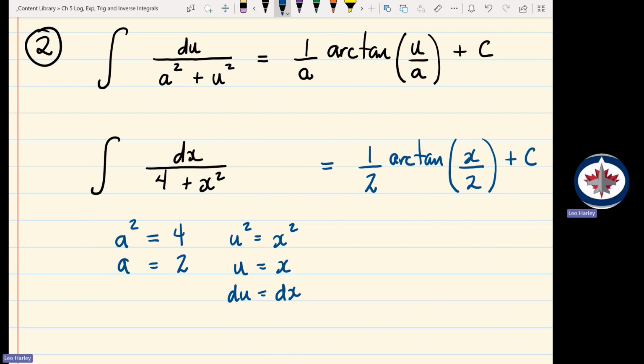So you need to be able to do 2 things. A, recognize, is it arcsine? Is it arctan? Is the pattern there? But more importantly, managing what a squared and u squared are. That's going to become more complicated. All right, that's number 2. Here comes number 3.